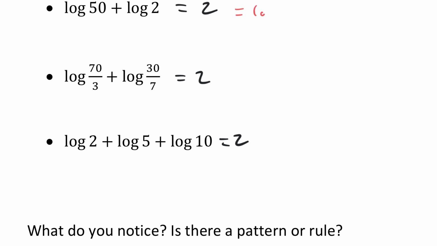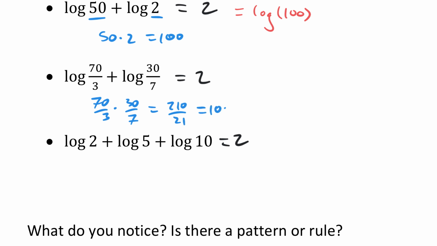All right, I want to maybe show you something that might help. We know that 2 is log of 100. Now looking at the numbers 2 and 50, do they combine to make 100? I think they do. I think if we took 50 times 2, we would get 100. I think actually if we took 70 over 3 times 30 over 7, we would get 2100 over 21, which is 100. And I think if we did 2 times 5 times 10, we would get 100. So it's sort of like the three numbers we have, or the two numbers in the other cases, they multiply to give 100. And then if we were to log it, well, log of 100 would be 2.